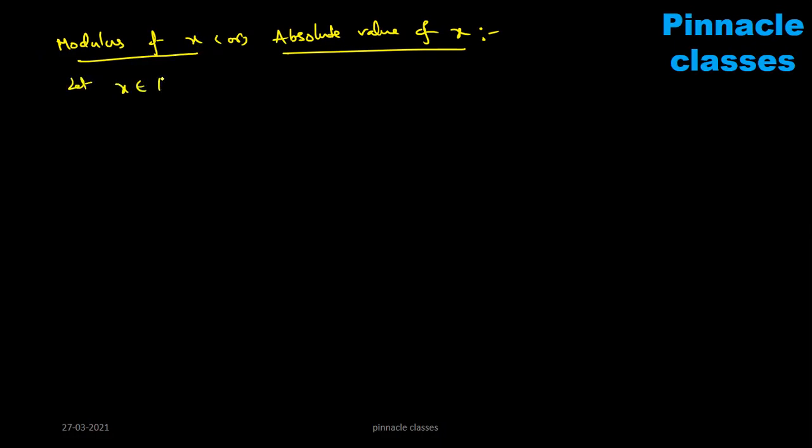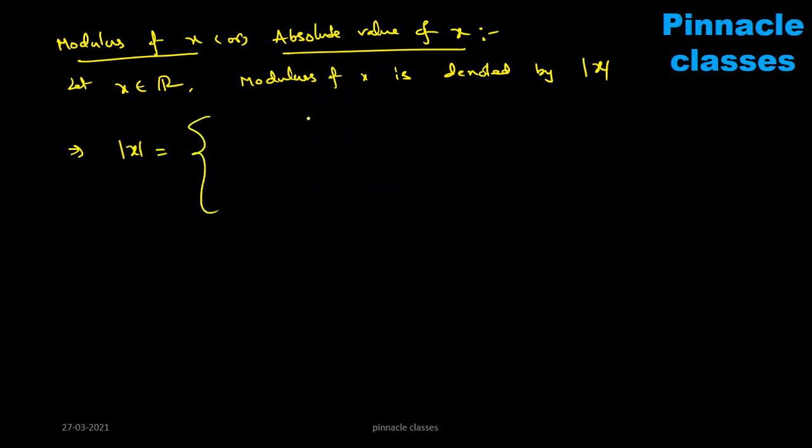Suppose x is any real number. So modulus of x is denoted like that. And how to define this one? Modulus of x is equal to x if x is positive, so mod x becomes x. If x is negative, then it is minus x.